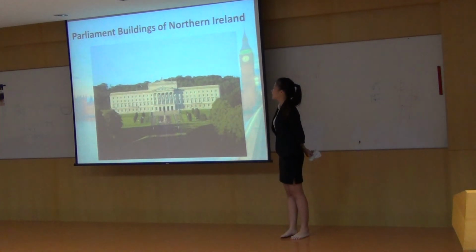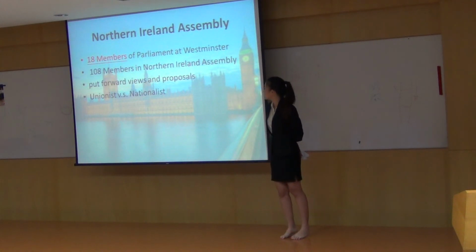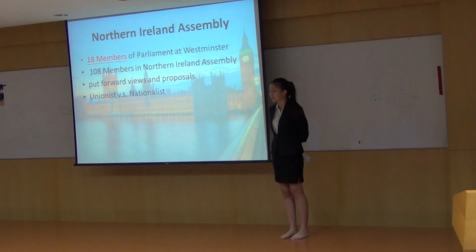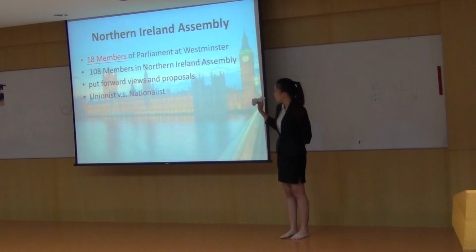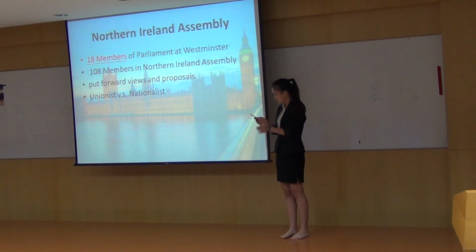This is the outside of the Parliament building. They have 18 members in Westminster, and 108 members in their own assembly. They have the power to put forward views and proposals. And the most important thing is that they have unionists and nationalists. Those are the two parts of their parties.